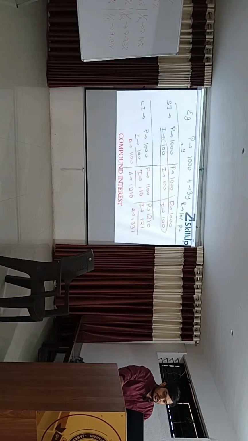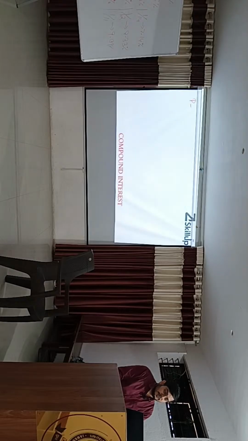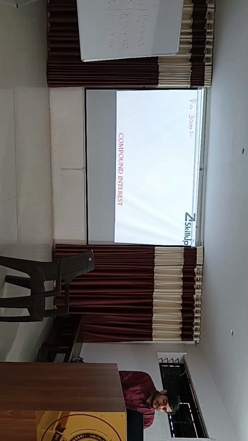And the last question I tell: first one, the principal amount is 3,000 rupees. Rate of interest is 10%. Time period is 2 years. I'll take it 3 years. No, I'll take it 2 years only. We'll find the compound interest now.